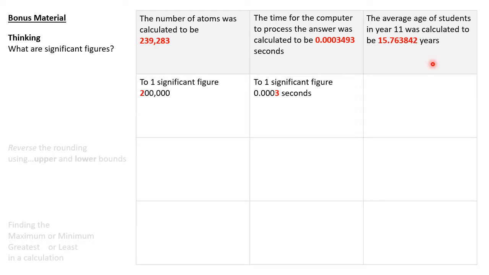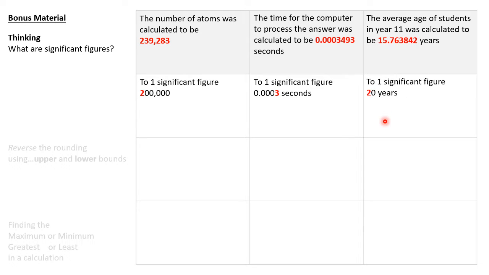If we look at the average age of year 11 students to one significant figure, I want to keep this first one here, or the value in this column. But I look next door and see if I need to round up, and because it's a 5, I do need to round up. So 15 to one significant figure is going to become 20, or 15.763842 is going to become 20 to one significant figure. So you can see that when we're talking about ages, certainly in this situation, one significant figure isn't a great representation of how old year 11s are.